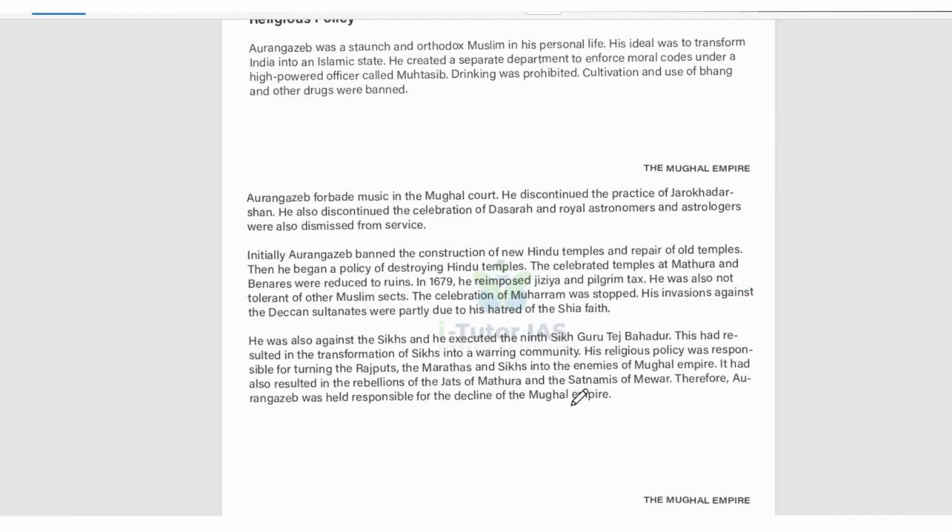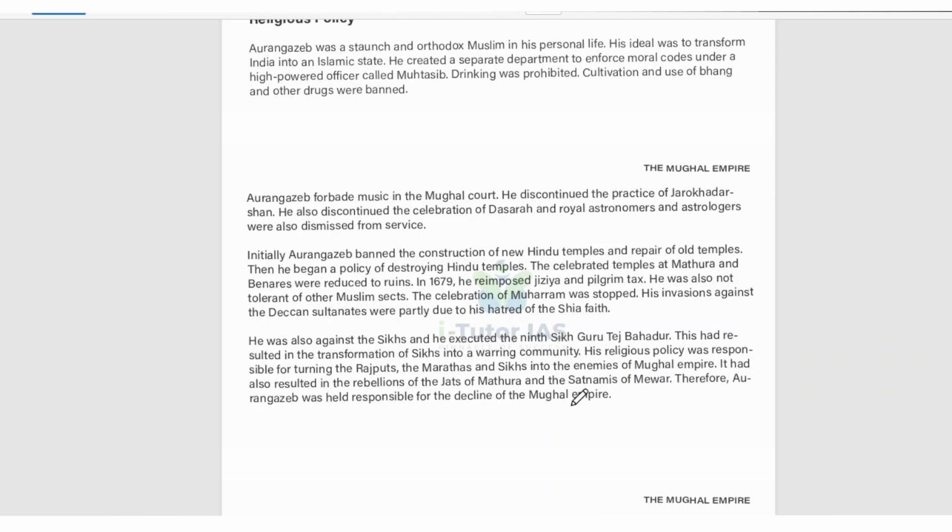He was also not tolerant of other Muslim sects, and the celebration of Muharram was stopped, and his invasion against the Deccan Sultanates was partly due to his hatred of the Shia faith. He was also against the Sikhs, and he executed the ninth Sikh Guru Tegh Bahadur, and this resulted in the transformation of Sikhs into a warring community, and his religious policy was responsible for turning the Rajputs, the Marathas, and Sikhs into enemies of the Mughal Empire.